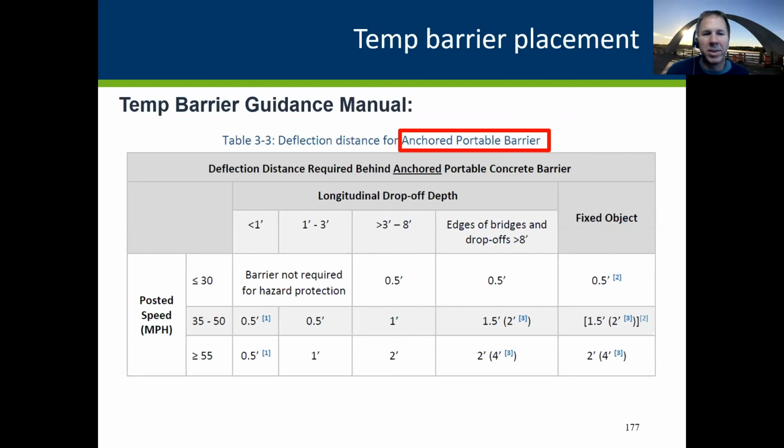And if you slow traffic down, if it's funneling through there, or if it's a low speed roadway, you can get away with as little as a half foot of setback from the edge of deck to the outside edge of your concrete barrier.